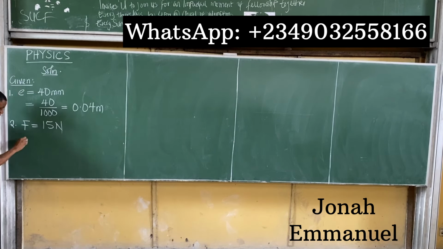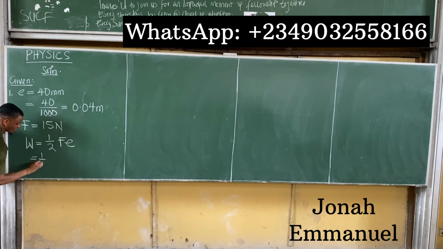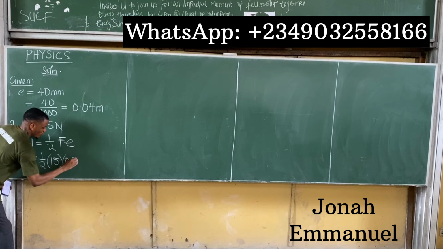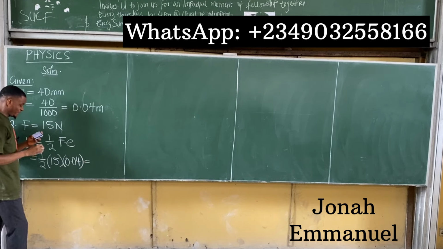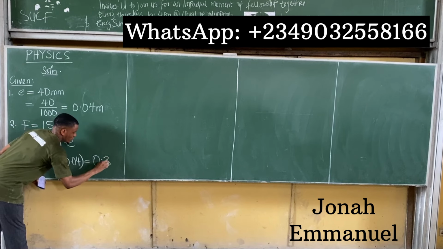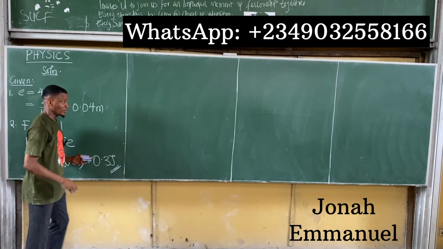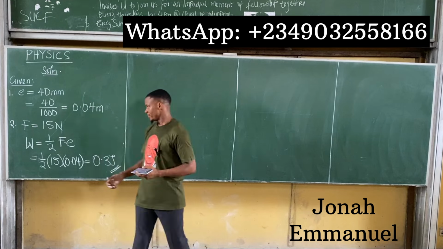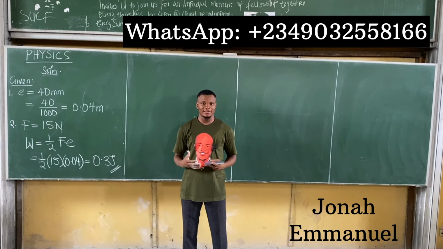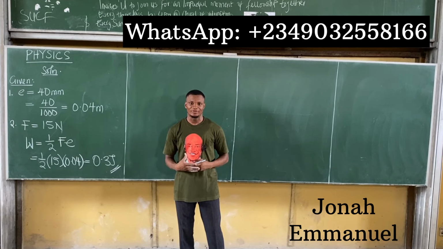What is the work done? We know that work done, W, is equal to half F times E, and that's equal to half times F, force is 15, E 0.04. So half times 15 times 0.04, that gives you 0.3 joules. All right. So the solution to this question is simply 0.3 joules.